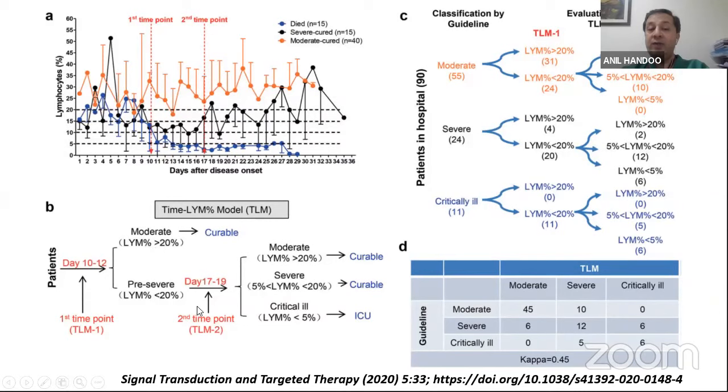And for the ones who had less than 20%, they took a second time point at day 17 to 19, and then divided them into three distinct groups: the moderately severe who got cured very easily, the ones who had 5 to 20% lymphocytes who eventually got cured but took a longer time, and the critically ill patients whose lymphocyte percentage was less than 5%. So obviously, people have attributed everything to the lymphocytes, which may perhaps be something one can exploit while dealing with such patients.